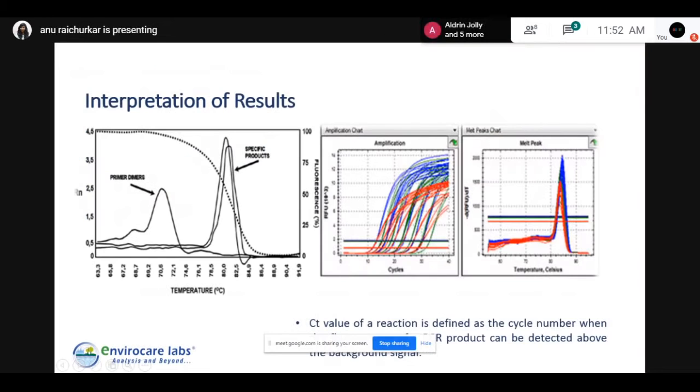So, interpretation of results. What is CT value? CT value of a reaction is defined as the cycle number where your PCR product is going to start showing a signal against the background signal. If you look at these graphs, these two are the important ones. This flat line is the background noise and it forms a threshold limit. Any curve above this is fluorescent. These are the fluorescent emissions.